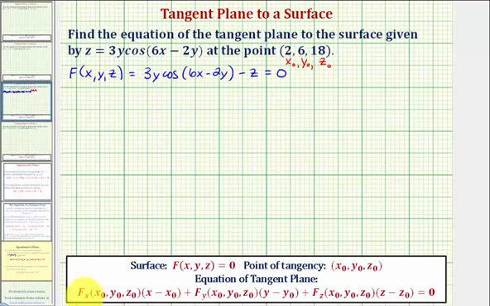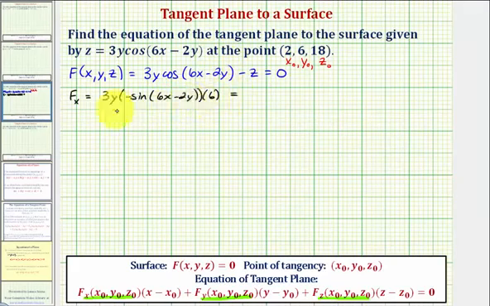So the next step will be to find our partial derivatives and then evaluate them at the point of tangency. To find the partial with respect to x, we'll treat y and z as constants and differentiate with respect to x. So when we find the derivative of 3y cosine of 6x minus 2y with respect to x, we would have 3y times negative sine of 6x minus 2y times the derivative of 6x minus 2y with respect to x, which would be 6, so times 6, and the derivative of z with respect to x would be 0. So let's go ahead and simplify this. We'd have negative 18y sine of 6x minus 2y.